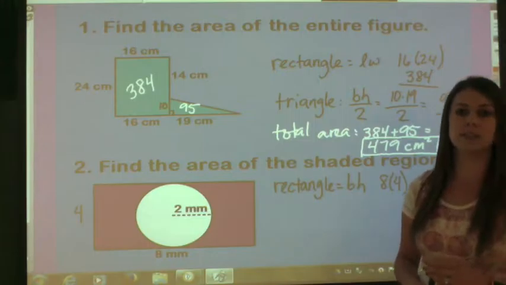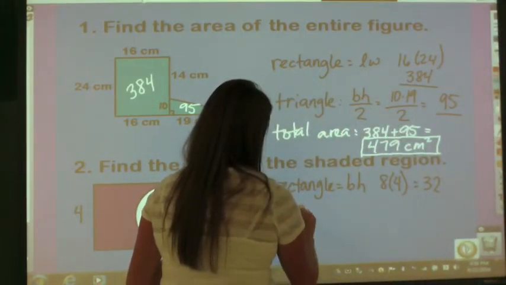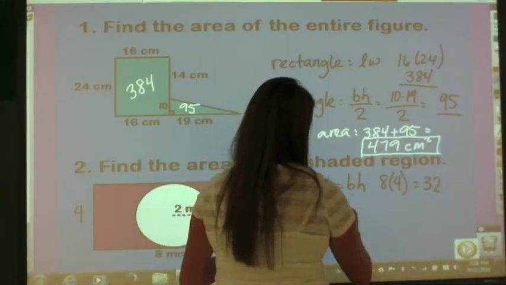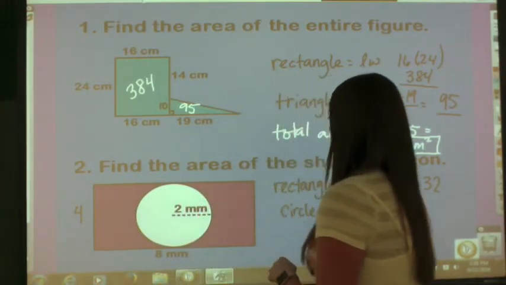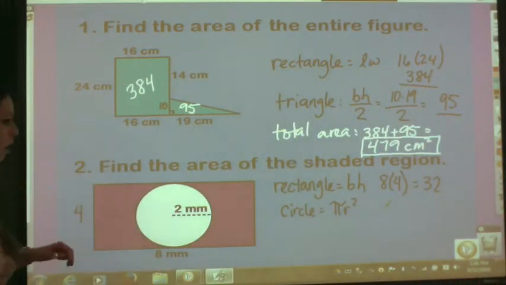Okay? Then we need to find the area of the circle. The formula for area of a circle is pi r squared, and we know that r is the radius. Looking at our circle, the radius is 2. So we're going to plug that in for radius. So it's going to be pi times 2 squared. Round to the nearest tenth. If they don't tell you what to round to, it's just a good rule of thumb, round to the nearest tenth. And you would get 12.6.